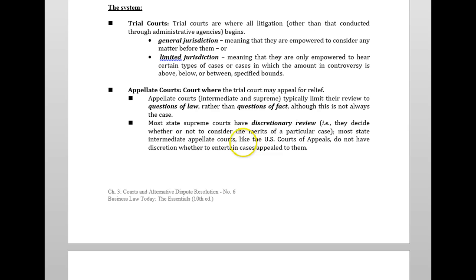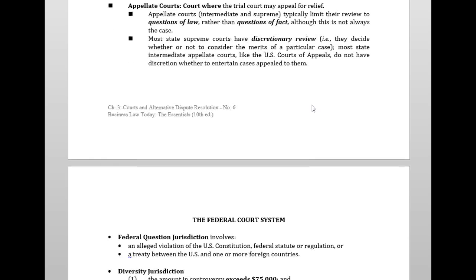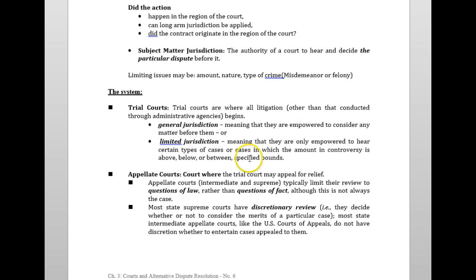Now your Supreme Court, your state Supreme Court, has discretionary review, which means they can look at it and say whether they want to look at that case again in court. So we have trial courts, we'll have appellate courts, and then we'll have usually a state Supreme Court that has the choice of hearing the appeal or not. Now that's your state system. That's fairly straightforward.